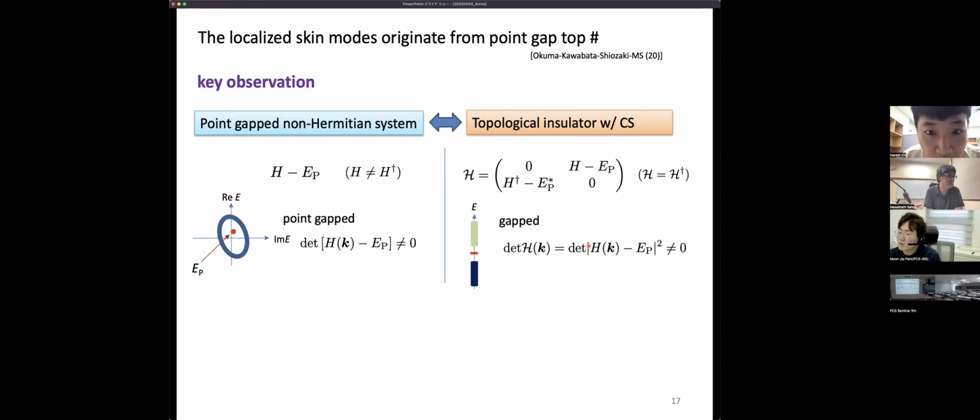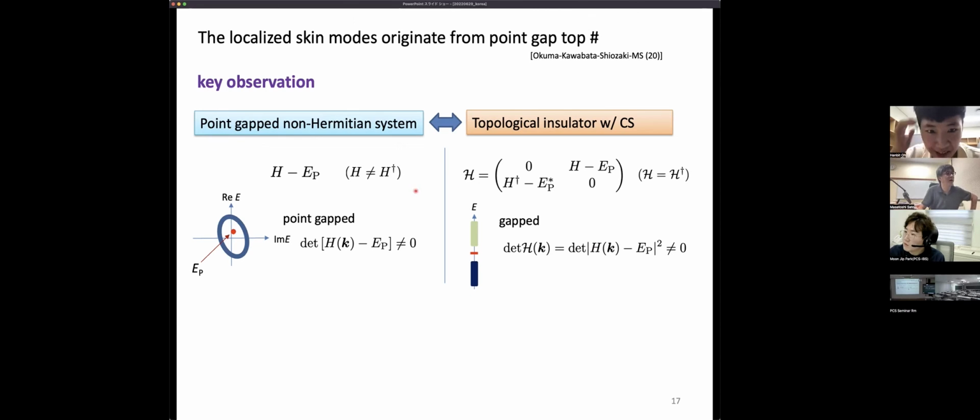I have one more question. So is there any non-Hermitian state which corresponds to the topological superconductor in the Hermitian system, by using this mapping? It's hard to explain.